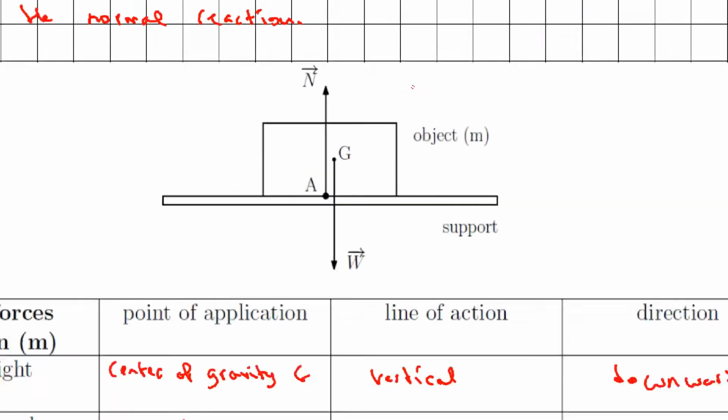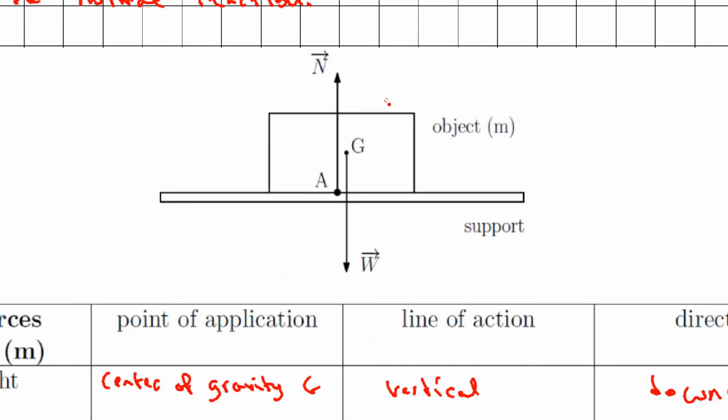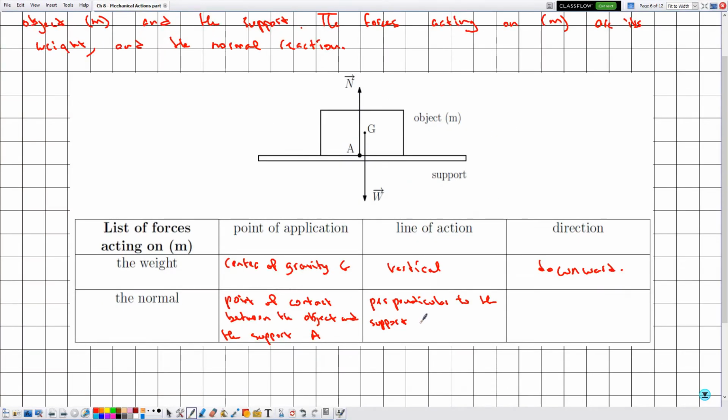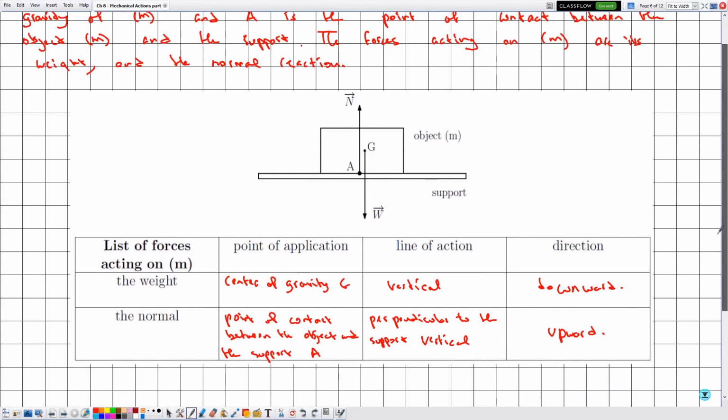Now in this case, for the direction, we always know that the line of action is perpendicular to the support. Perpendicular to the support, in this case, is vertical, because we are discussing the line of action. And the direction, in this case, is upward. So this is it for the reaction at the support. We should always think about the reaction at the support, or the normal reaction, as the force preventing a solid S or M from falling down.